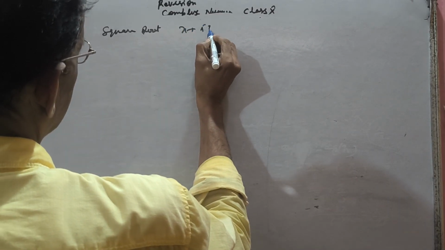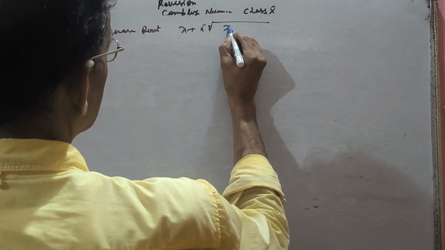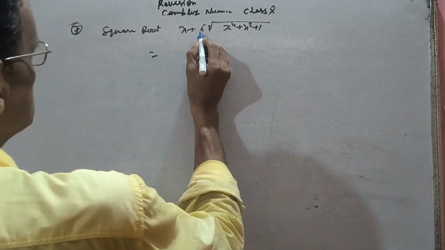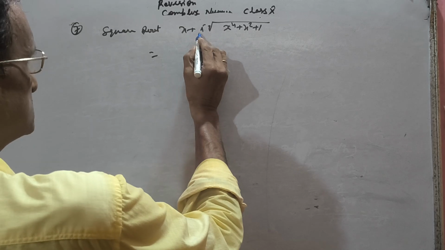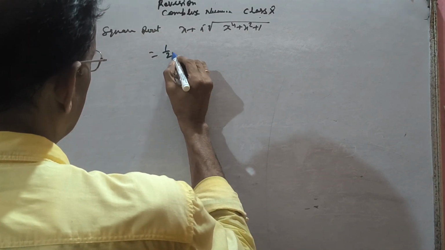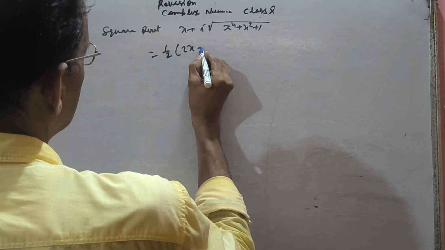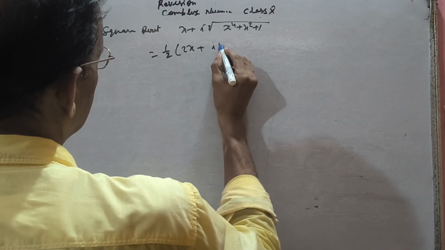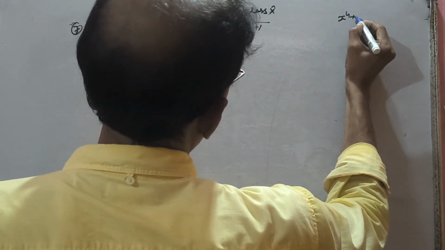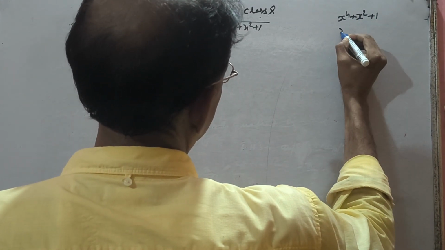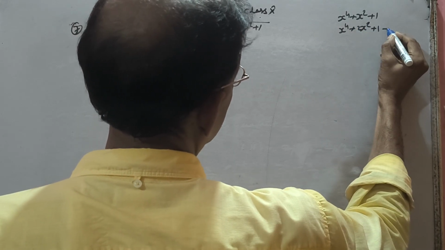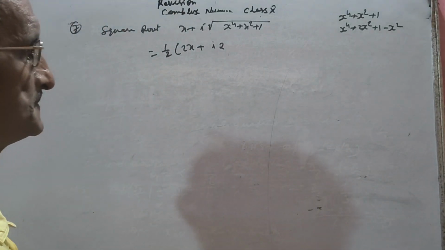x plus i into under root x to the power 4 plus x square plus 1. Since the 2 must be here, only then will we express it in the form of twice ab. So we need to multiply here by 2 and divide by 2. So twice x plus i into 2. You know it can be factorized. x4 plus x square plus 1 can be x4 plus twice x square plus 1 minus x square. Okay.